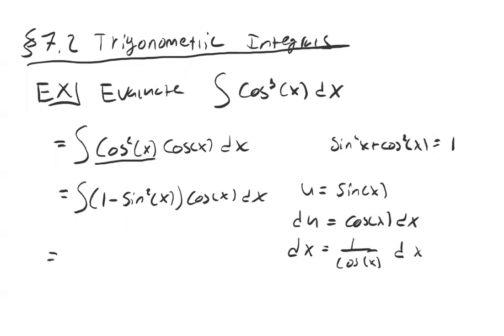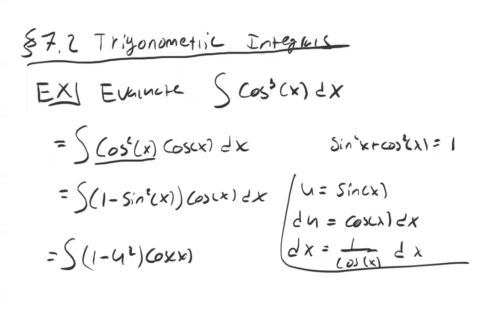We're going to plug this in. This is the integral, box this off, of 1 minus, sine is now u, so I get u squared, times cosine of x, but dx is 1 over cosine of x du. Now I see that my cosines cancel, and I can do this integral. This is the integral of 1 minus u squared du.